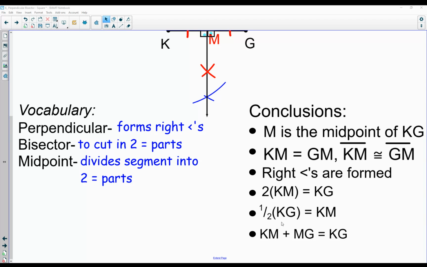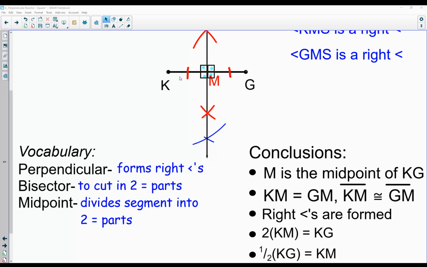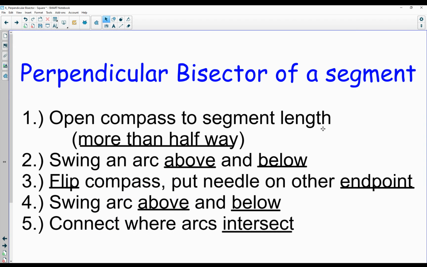But you don't want to forget that just because you're doing constructions, algebra is involved, right? We can add segments to get a whole segment. We could take a half of a segment. We can double a segment. All of these relationships still hold true. So next part of this is actually getting down the steps in constructing the perpendicular bisector.